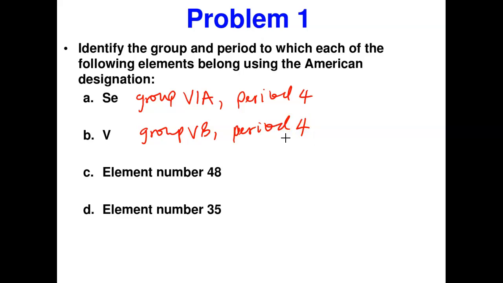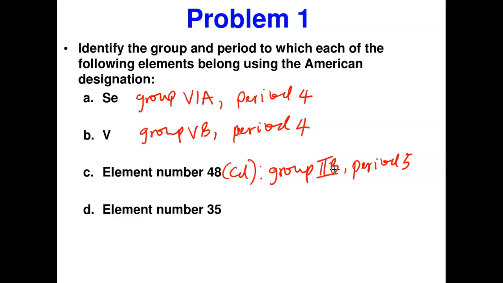I look at element number 48. Element number 48, let's see. Element number 48 is cadmium, Cd. And cadmium, as I see it, is in group 2B. It's group 2B, and it is in period 5. Cadmium is in period 5.